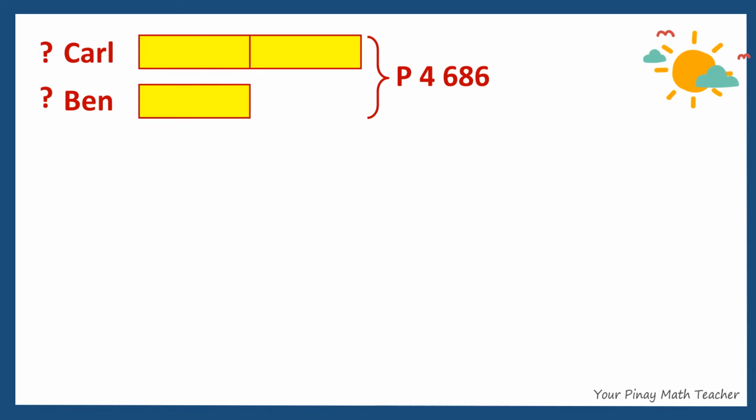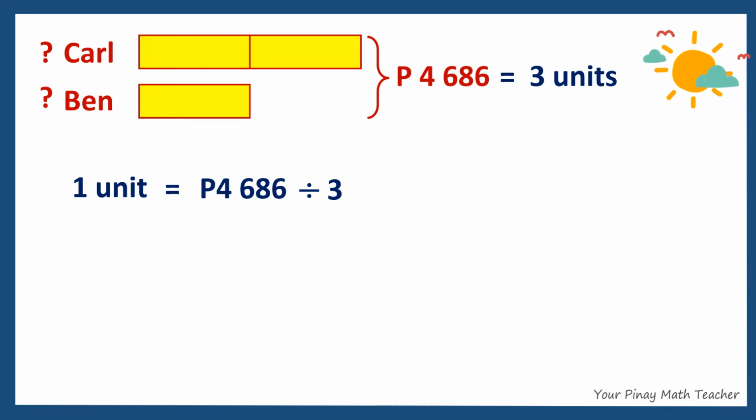As you can see, 4,686 pesos is equivalent to 3 blocks or 3 units. Our goal is to find the amount for 1 unit. So what should be done? We simply divide 4,686 by 3. Can you still remember how to divide 4,686 by 3?